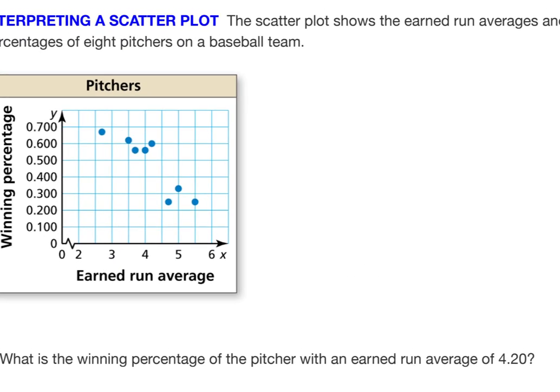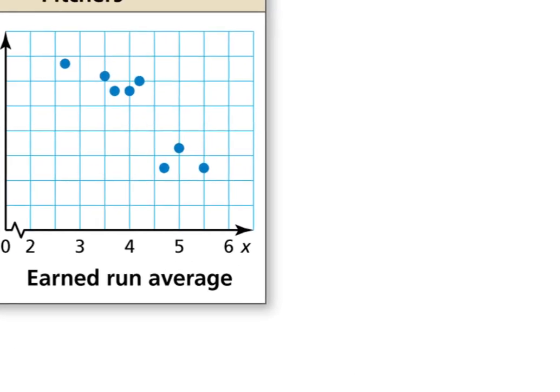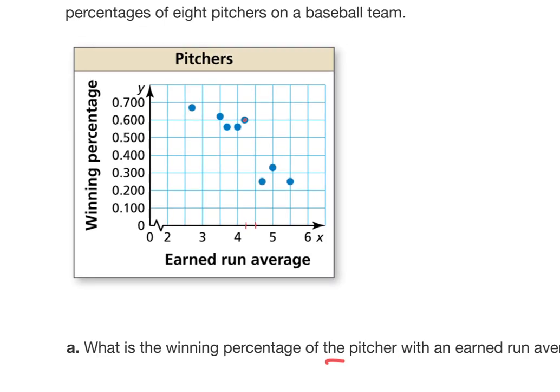Number 2, the scatter plot shows the earned run averages and winning percentages of 8 pitchers on a baseball team. So just like last time, 1, 2, 3, 4, 5, 6, 7, 8. Cool. And if you're like, I don't know what earned run average is and win percentage, I think we'll be able to figure it out still, right? What's the winning percentage of the pitcher with an earned run average of 4.2? Well, let's see. That would be 4.5. That'd be 4.25. So let's follow this up. Yep, that looks to be about him right there. So him or her, I guess.